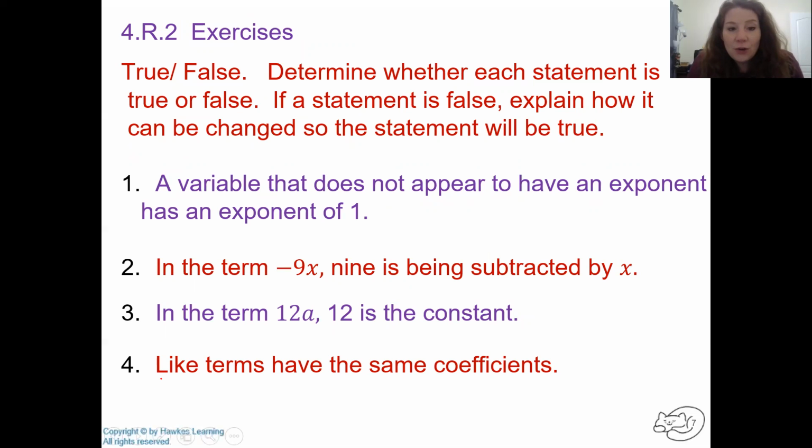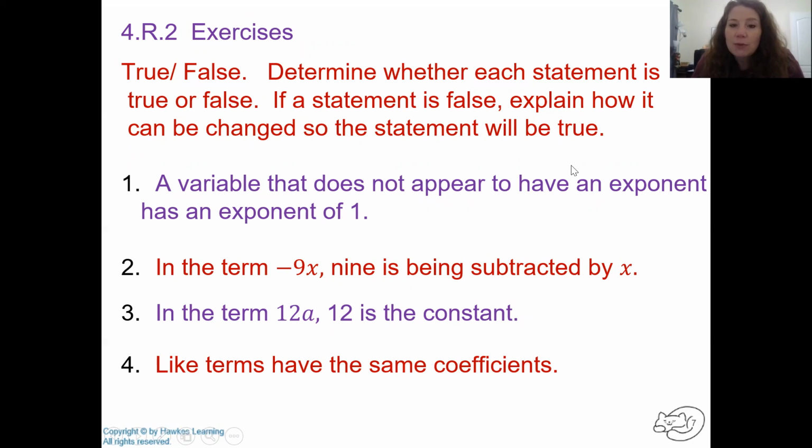All right, so I think these come out of your college algebra book. I'm pretty sure they do. But let's see what we can figure out, true or false statements. Determine whether each statement is true or false. If a statement is false, explain how it can be changed so the statement will be true.